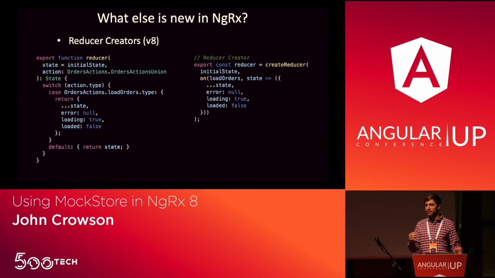And then finally, we have reducer creators. I know a lot of you guys have probably seen these massive switch statements in your reducer functions. Although you're still very explicit with the new create reducer creator function, it's now just a little simpler. You use these on helper functions to manipulate your state instead of individual switch statements.